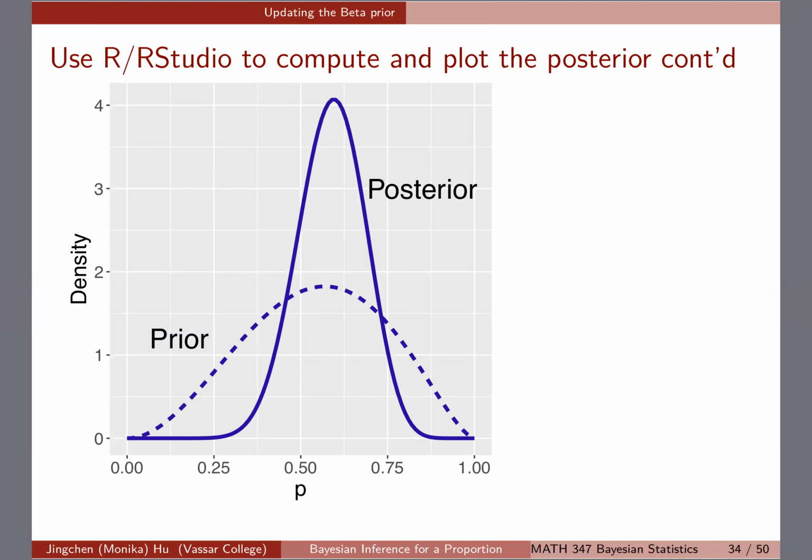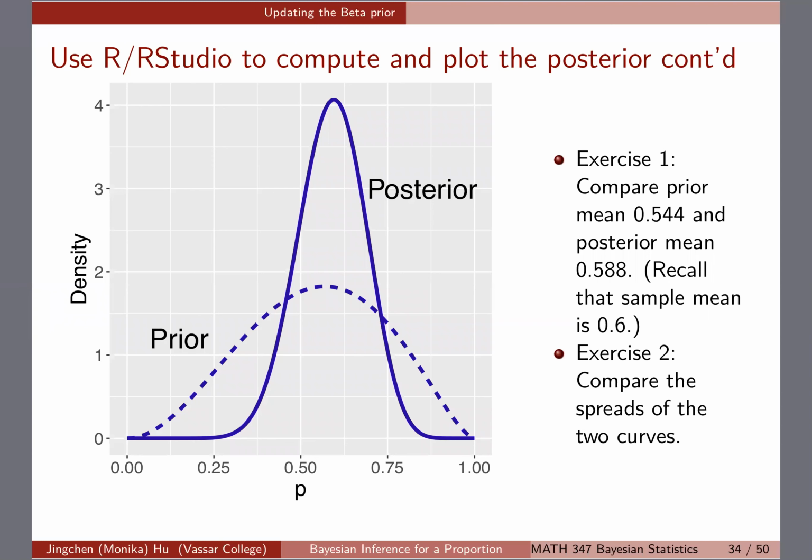So for you, I want you to discuss two things with your neighbor. One is to compare the prior mean and the posterior mean.